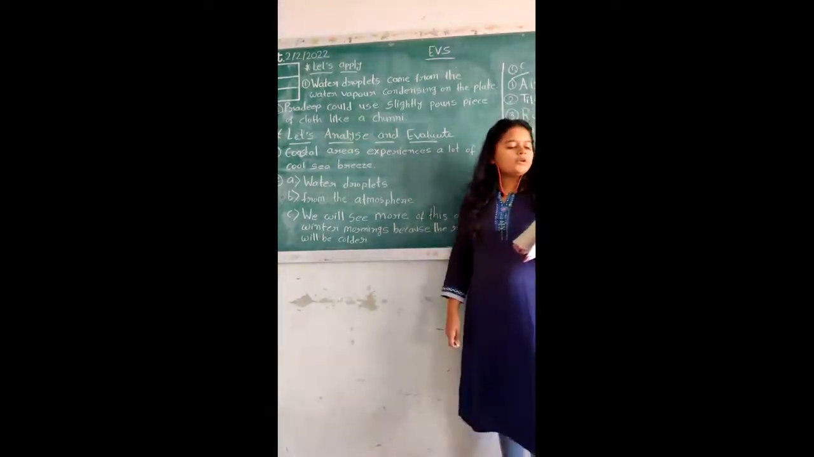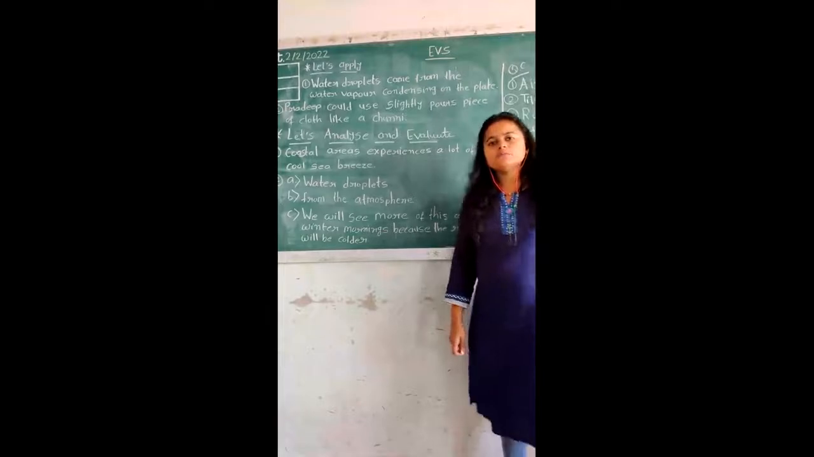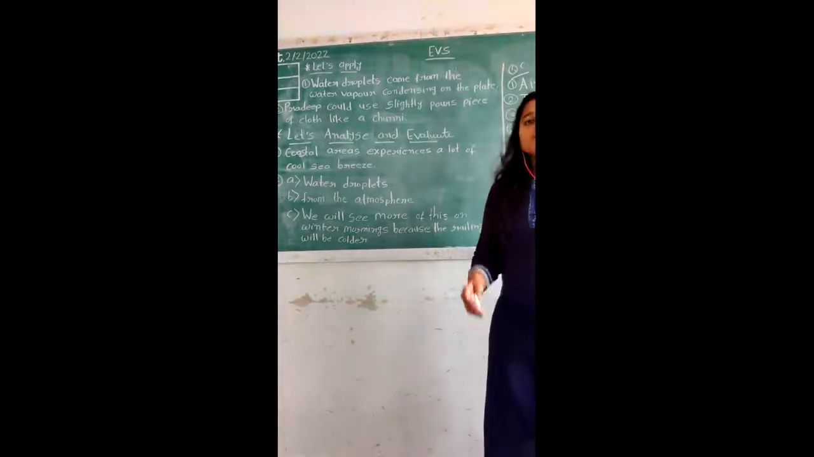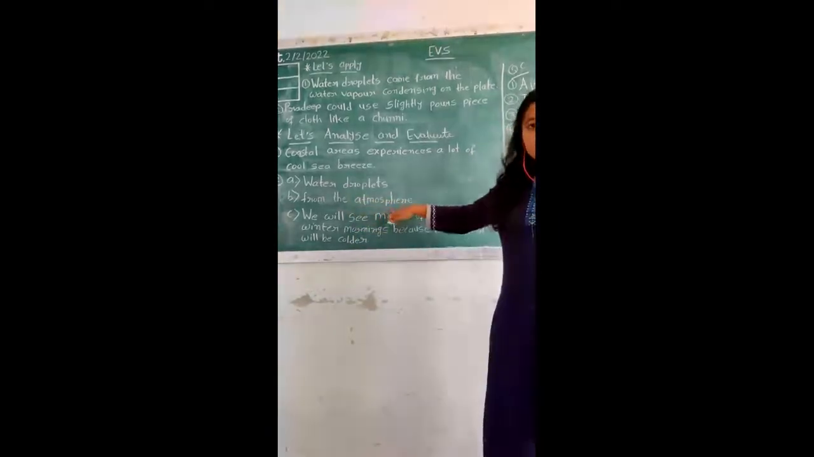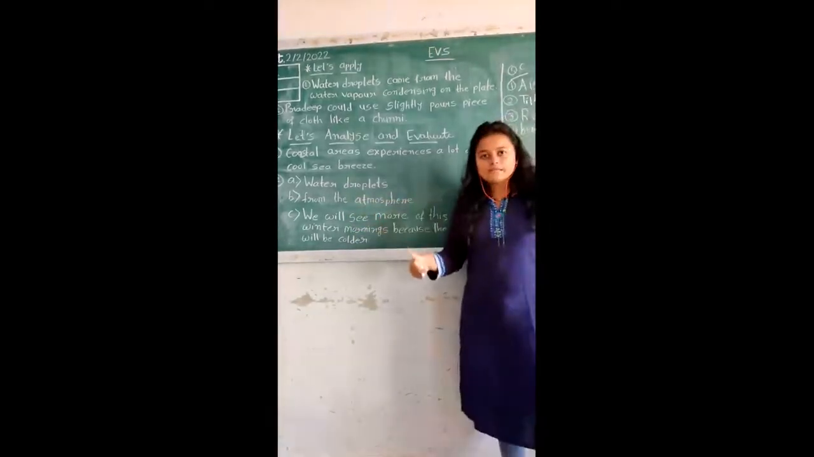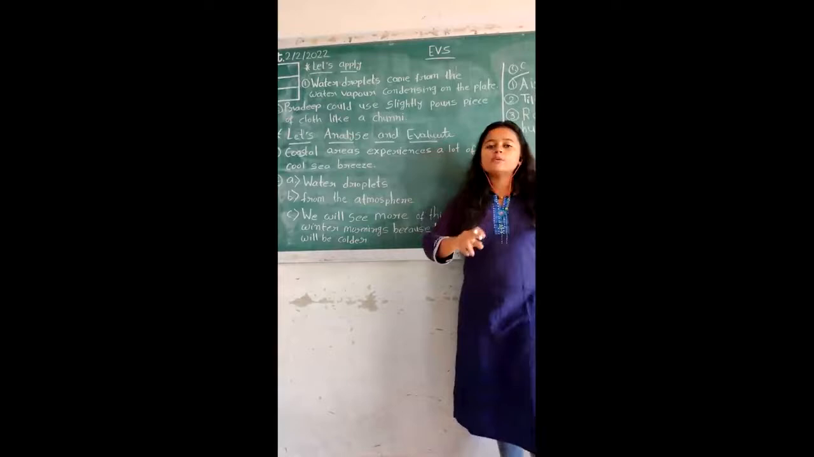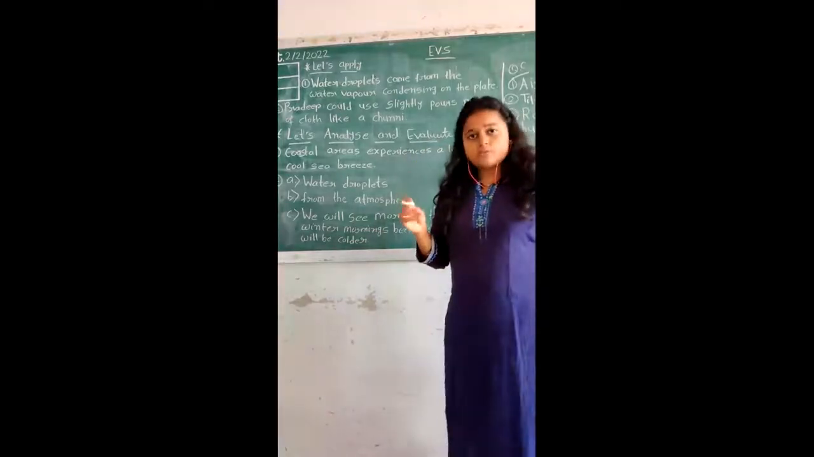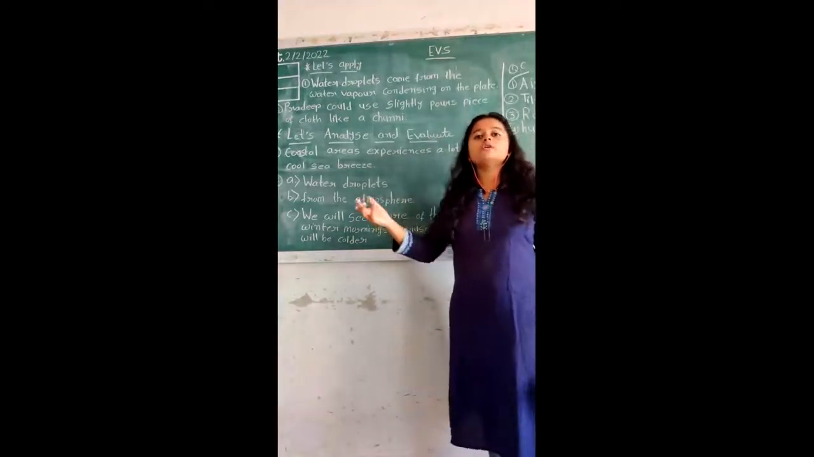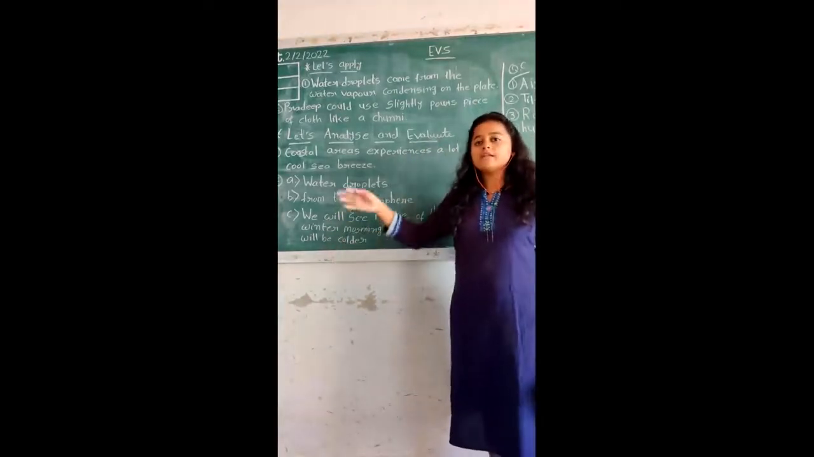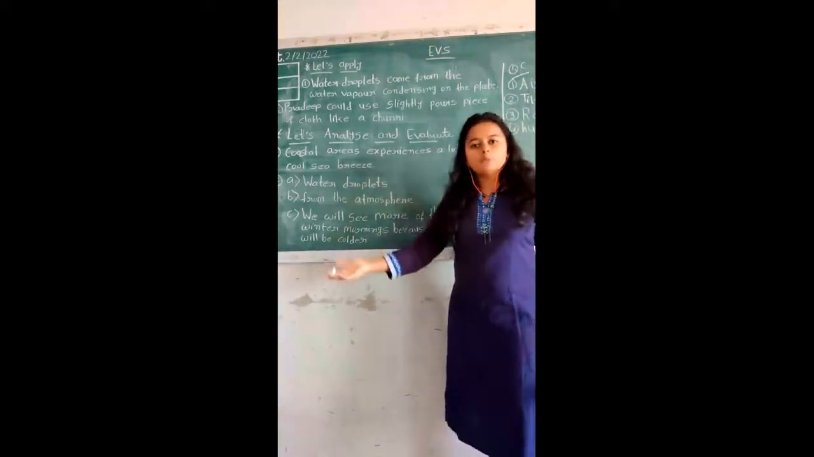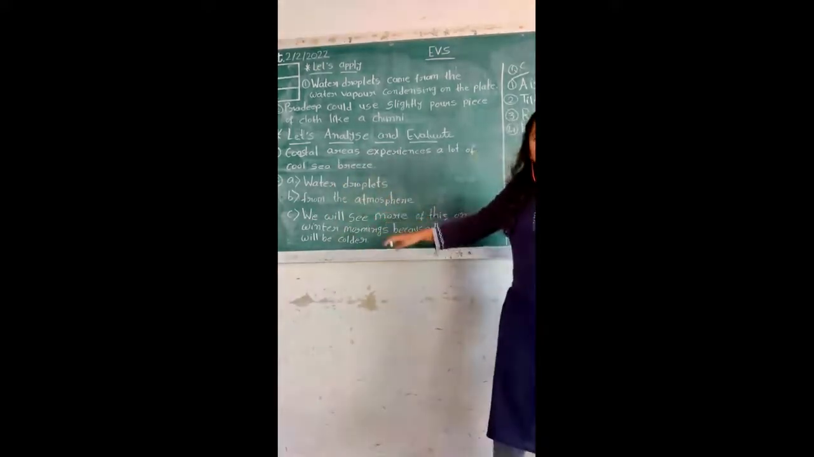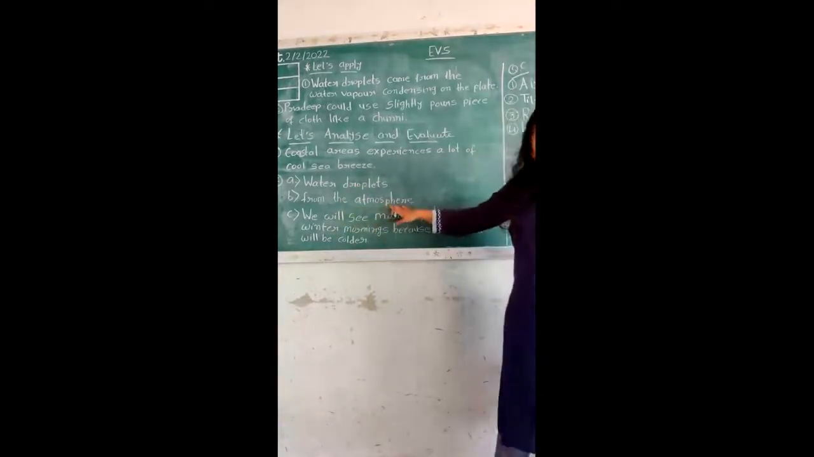Now, second question. Where do you think this water has come from? From the atmosphere. Because water vapor is present in the air, and when the water vapor comes in contact with the cold metal railing, it converts into water droplets. So these water droplets come from the atmosphere.